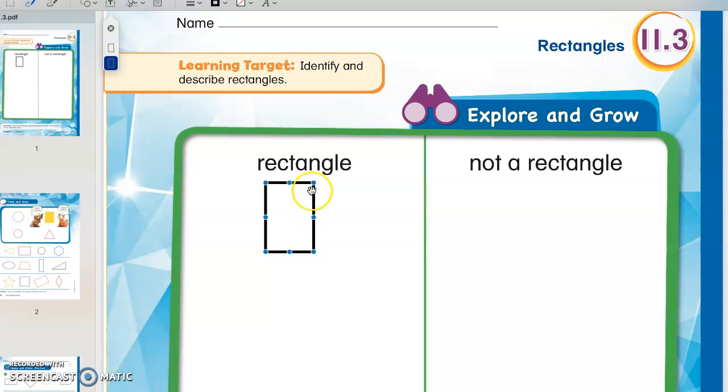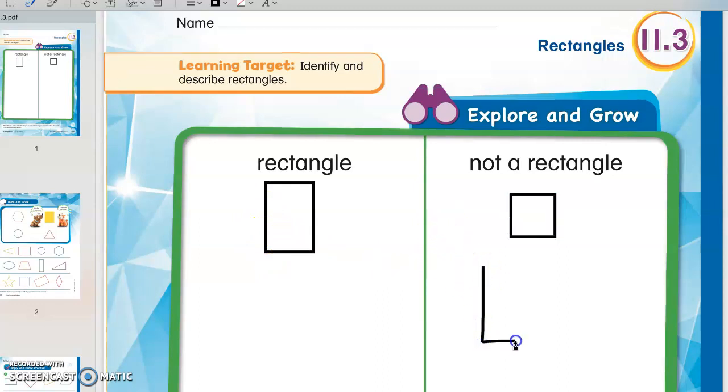But the main thing you have to remember about rectangles is that 2 sides are shorter and 2 sides are longer. If all 4 sides were the same, what shape would it be? If you said square, you are correct. So if I drew a shape like this, I'm not going to draw it very well, that would be a square, not a rectangle. So I want you to print out the page, cut them out, and sort them. Rectangles or not a rectangle.